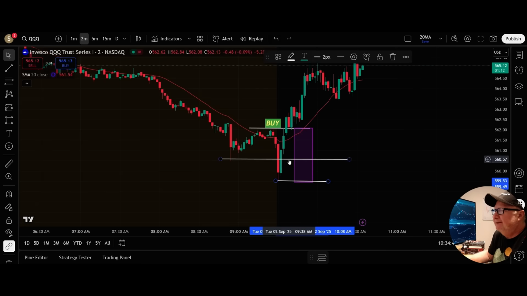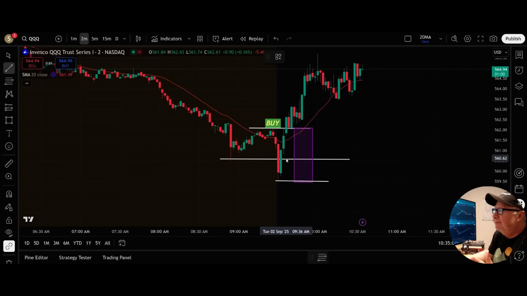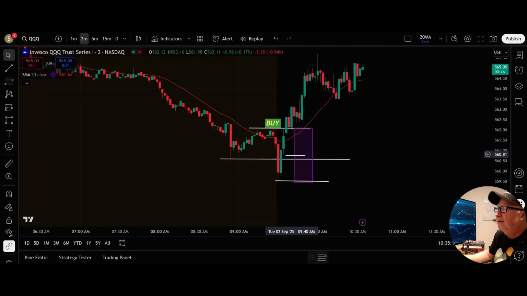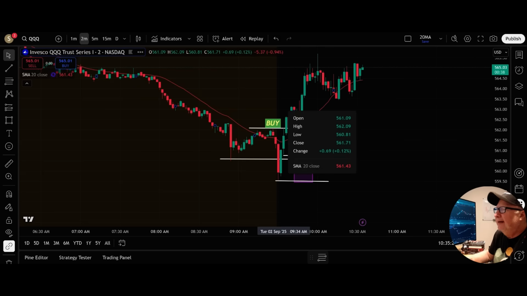It's this 560 area or 560.50, whatever this low is from this candle. Or, and this is what I did, I just put my stop right under this candle. So just a touch higher than 560.50. So I was looking at like 560.80 around there for my stop. I used this candle right there that had a low of 560.81. I put my stop just under it.